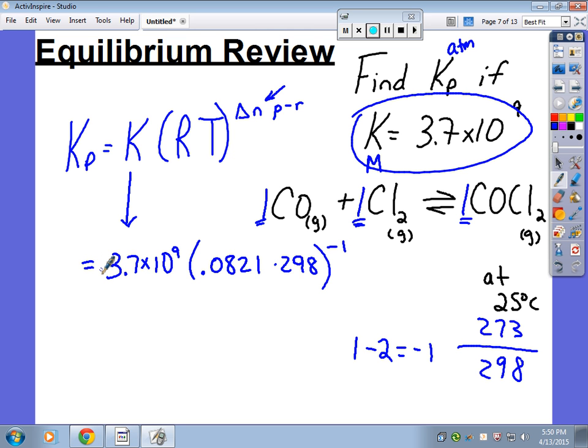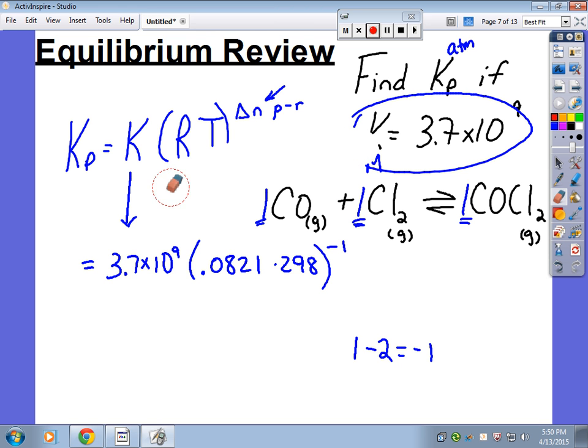So to solve for Kp, I needed to do what? Write my value for K, which they gave to me. Write my value for R, right? Here's my value for K. They gave this to me right here. That's my value for K. They gave it to me. This is my value for R. It's my gas laws R. This is my temperature, 298, which is 25 degrees Celsius plus 273. And how did I get this negative 1 again? I took this 1 and subtracted these 2 from it. Okay?